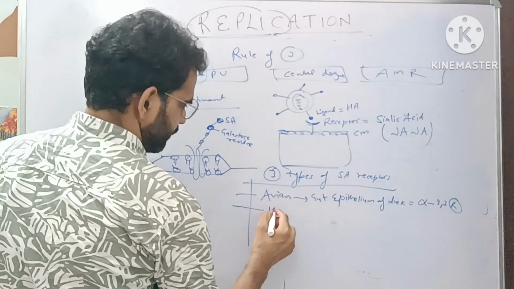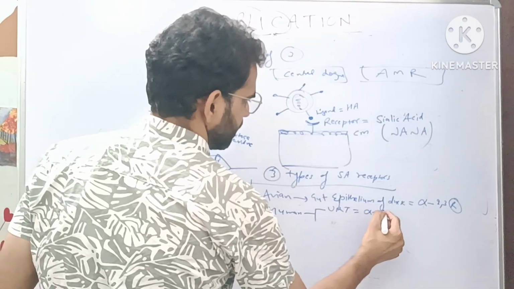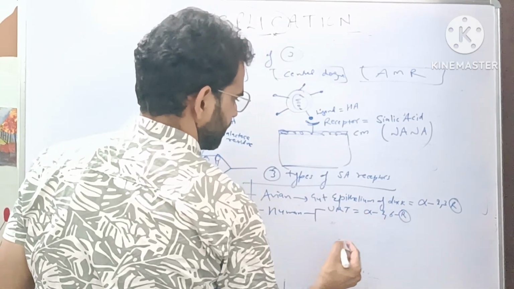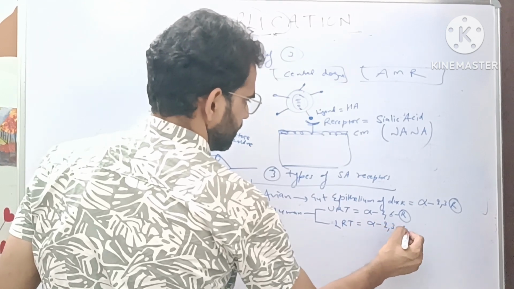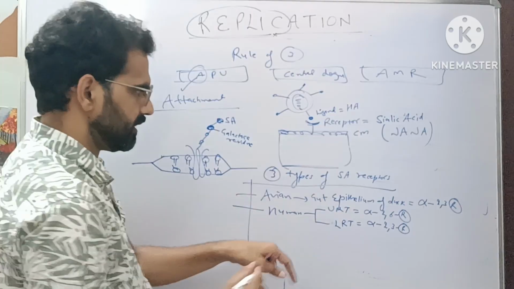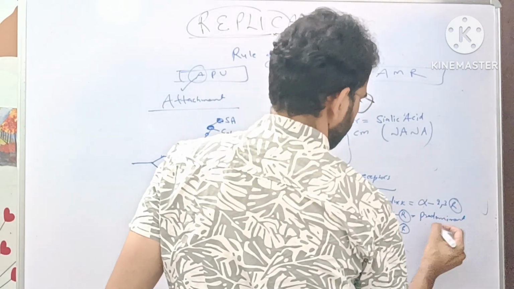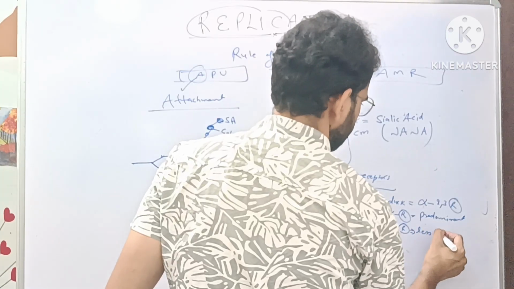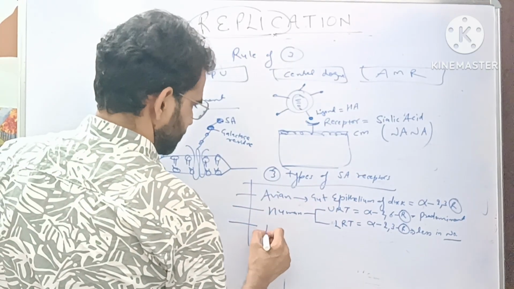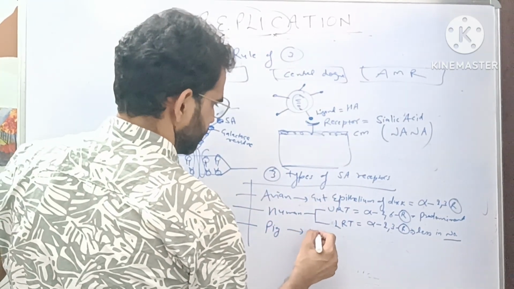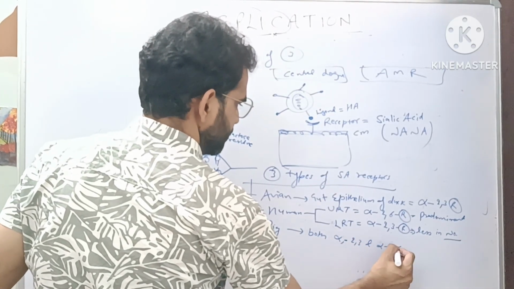Then, in case of human beings, the upper respiratory tract is having the alpha 2,6 sialic acid receptor. The lower respiratory tract is having alpha 2,3 receptors. These upper respiratory tract receptors are predominant, more in number, and the alpha 2,3 are less in number. Then in case of pigs, they have both alpha 2,3 and alpha 2,6.